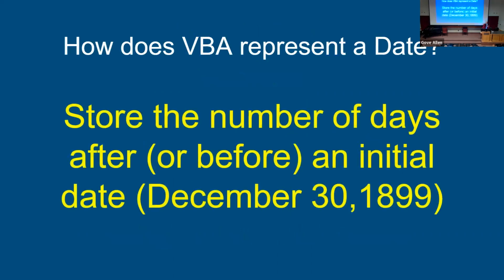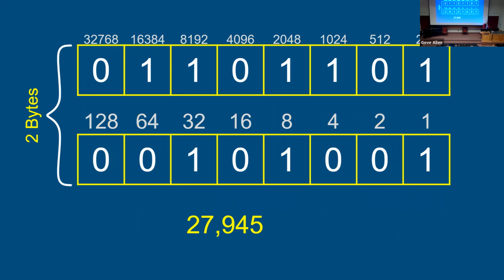Dates are kind of interesting. The way it stores a date is by keeping track of a number, but instead of adding it to a beginning number, we're going to add or subtract that from a beginning date. The initial date happens to be December 30th, 1899, which seems like such a strange initial date to me. I could go with January 1st, 1900, or even December 31st, 1899, but it happens to be December 30th, 1899.